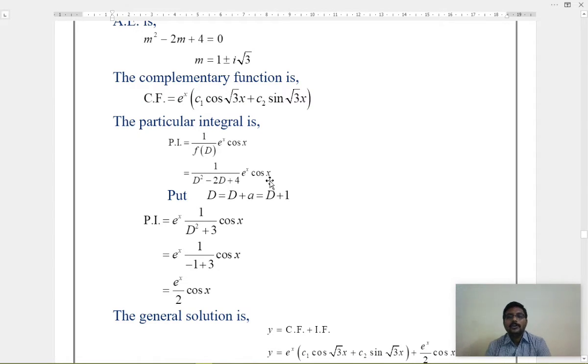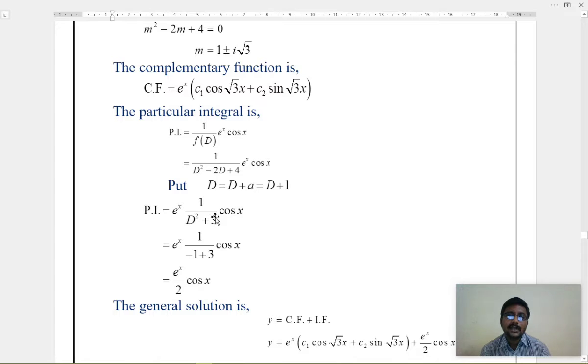Now what about rule 4? We just have to take the common e power x, and then D is replaced with D plus a. Comparing with e power ax into v, here a is 1, so D is replaced with D plus 1. Replacing D by D plus 1 and simplifying the expression, we get D square plus 3. Now 1 by D square plus 3 cos x looks like the second case, which is for D square equal to minus 1. Putting D square equal to minus 1 plus 3, which is 2, we get e power x by 2 cos x.